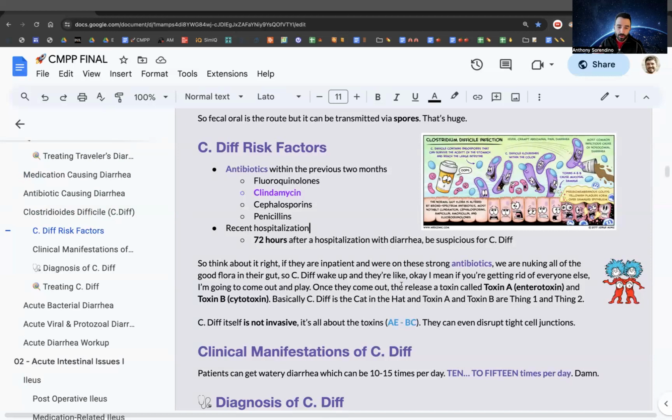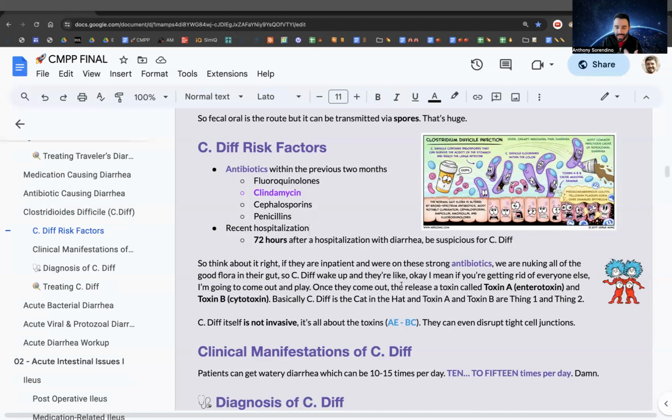There's a big thing here, the toxins that C. diff releases, because C. diff itself is not invasive, like H. pylori is also not invasive, but these are very problematic. They release these toxins. So it's kind of like Thing One and Thing Two from Cat in the Hat. So, you know, the Cat in the Hat is C. diff. He's not really invasive himself, but it's Thing One and Thing Two. Those are going to do the damage.